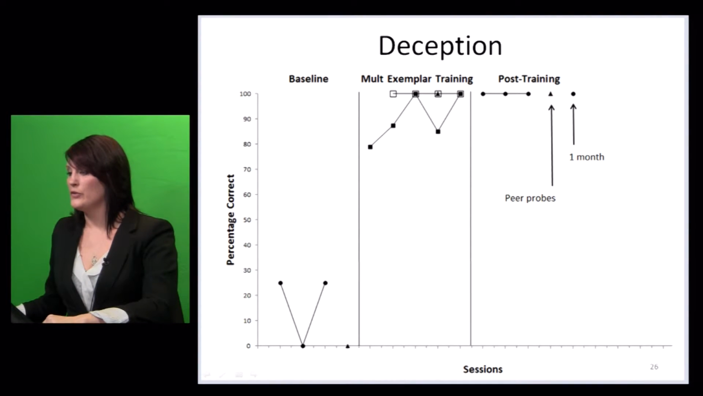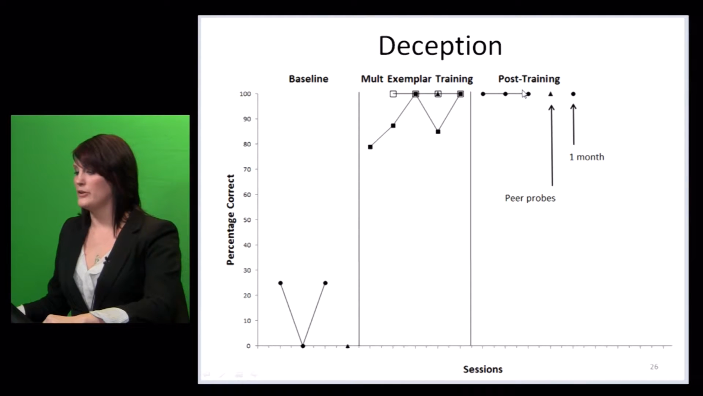The 3 circles are the same exemplars from baseline, and you can see he was responding with 100% accuracy, a much better improvement from baseline sessions. And of course, with the peer probe too, this was the same peer that was included in baseline but not in training. He responded with 100% accuracy and at the 1-month follow-up. So we can confidently say here that our procedure is working.